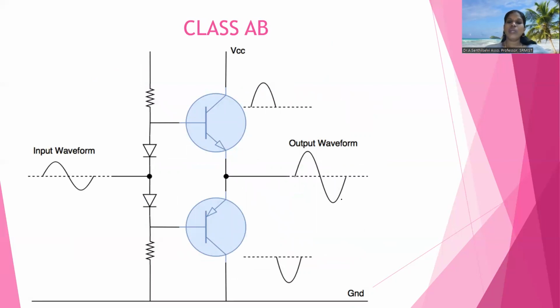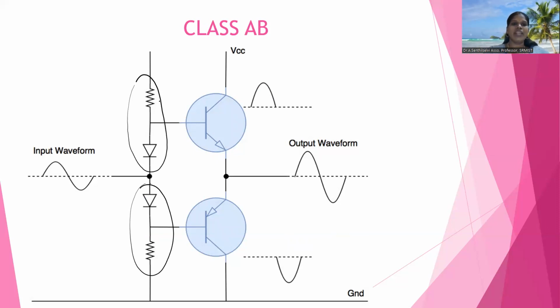Next we are moving to the class AB amplifier. To reduce the crossover distortion, we are using this diode resistor combination with the transistor. This combination reduces the distortion. The diagram is similar to the class B amplifier, except for the diode and the transistor. Because of the diode and transistor, the crossover distortion is reduced, and the efficiency also increases when compared to the class B amplifier.